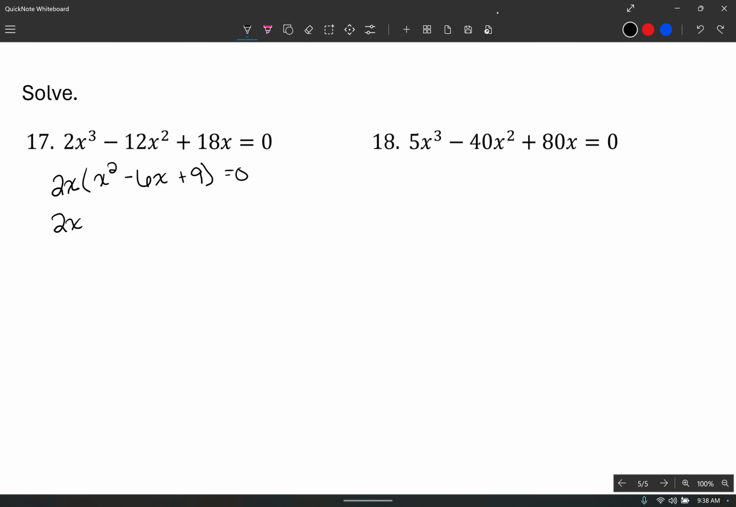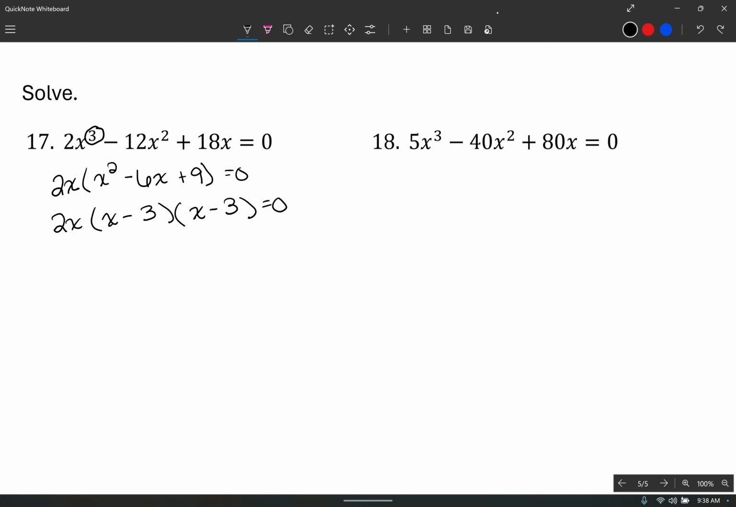And then I'm going to factor this trinomial. So I have two minus signs. And what multiplies to make 9 that adds to make 6 is 3 and 3. So notice that you do have three answers. So when you get done, you should have three answers in your answer set.